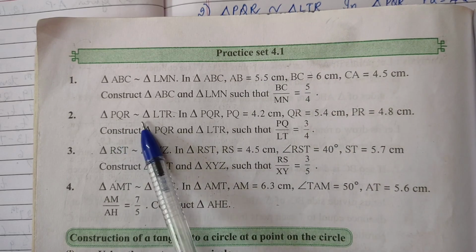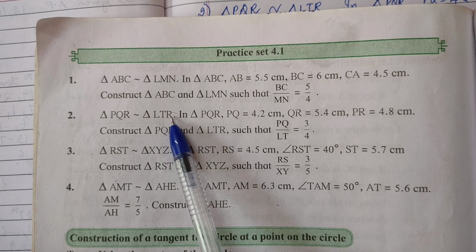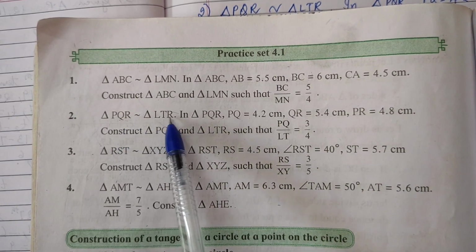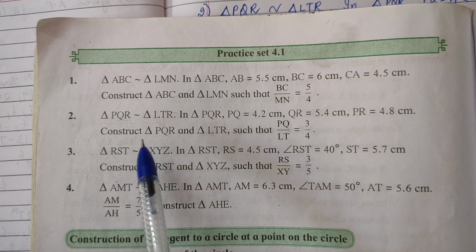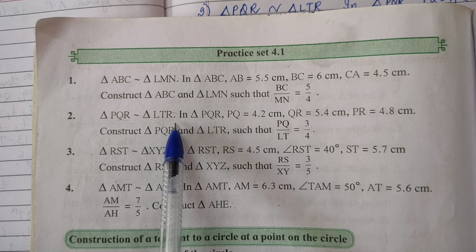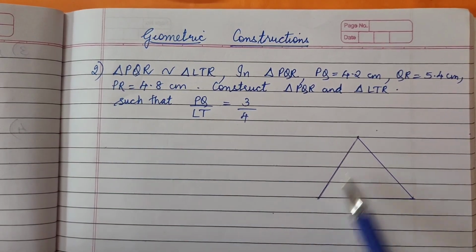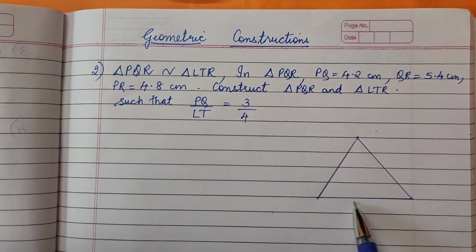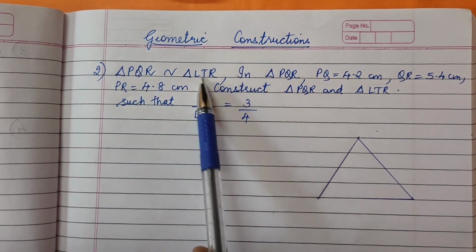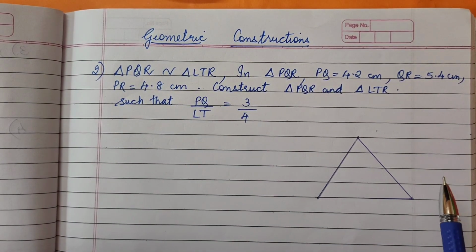But if you observe this second question, triangle PQR is similar to triangle LTR. See, this R point is a common vertex. So in that condition we need to make a triangle with a common vertex R. Now see, I have drawn one small triangle here. Triangle PQR is similar to triangle LTR. That means we can say their sides are proportional to each other and the angles are congruent to each other.